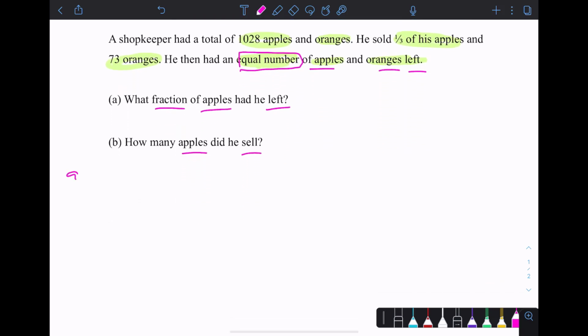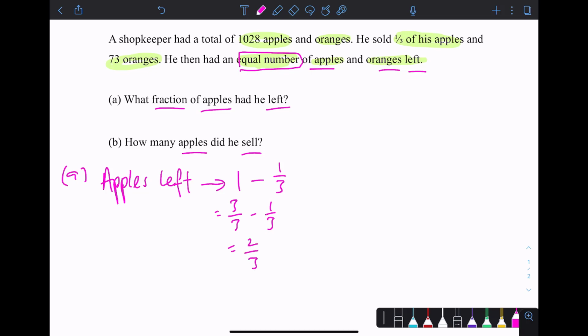Now, for part A, it's really a pretty direct fraction subtraction step that you need to do. For the fraction of apples that is left, we will just take away that 1/3 of apples that he sold. So that will be 3 out of 3 minus 1 out of 3, which will give us 2/3 of apples left. This is the answer for part A. Part B is next.